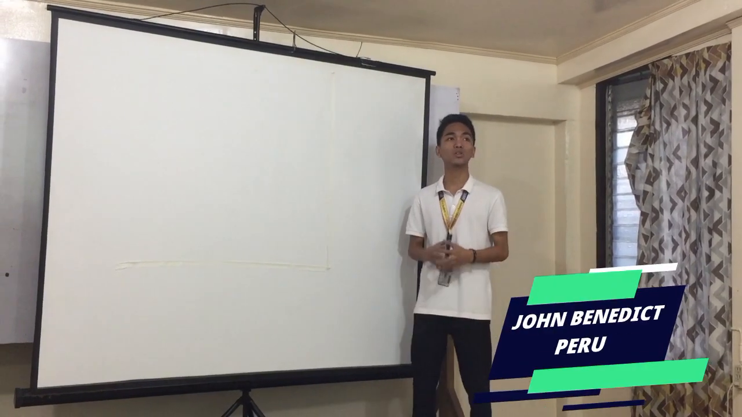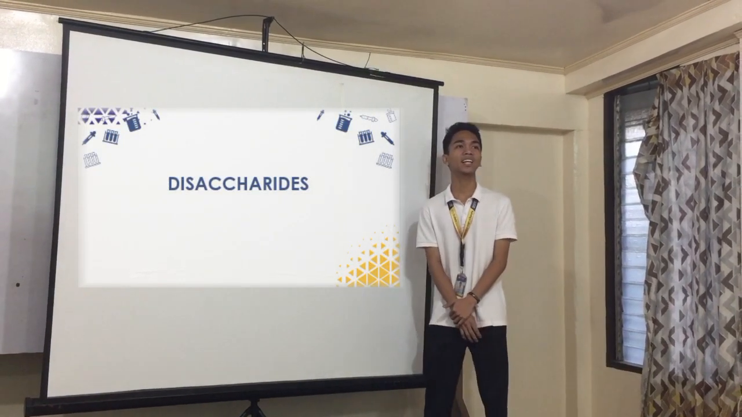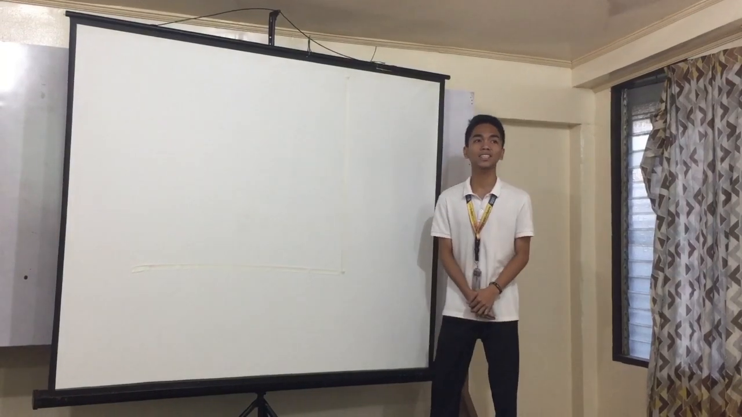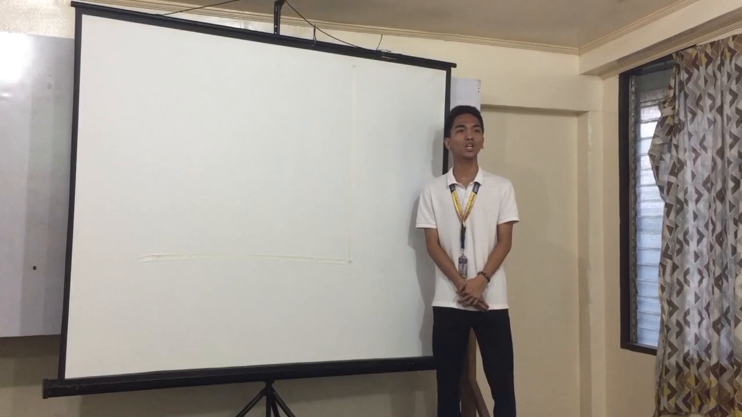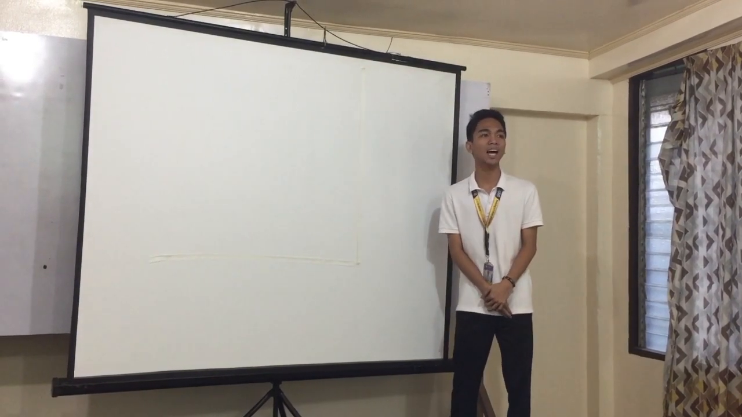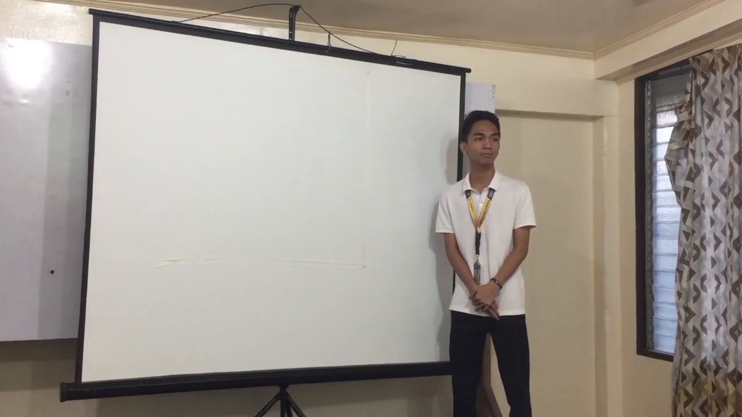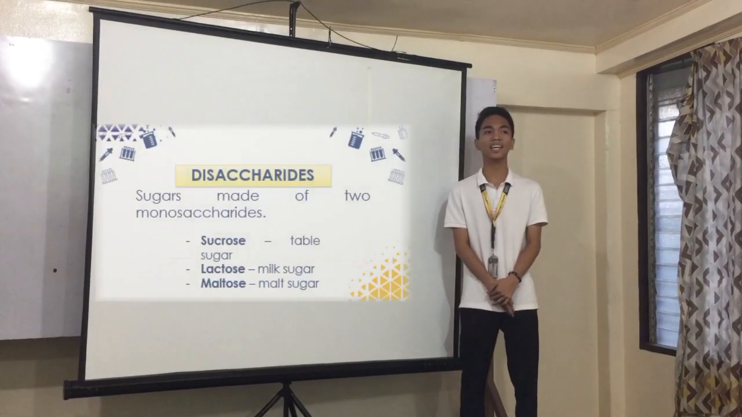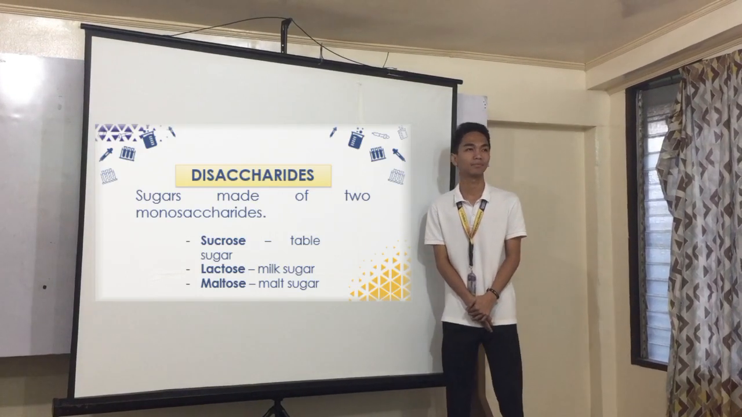Another topic that we're going to discuss is all about disaccharides. In our earlier discussion, we described the monosaccharide. What is monosaccharide? Yes, Ken. Correct. Monosaccharide is a simple sugar unit. How about the disaccharide? Anyone have an idea about disaccharide? Yes, Arthur. Correct. Disaccharide is also known as two monosaccharides combined.